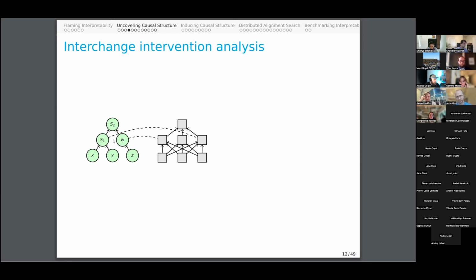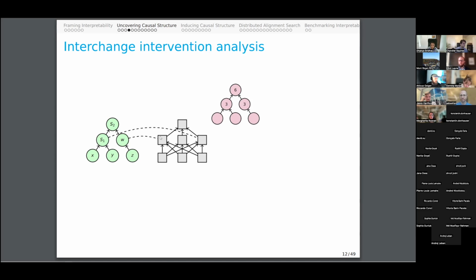And more specifically, we have these dotted lines saying there's an alignment between the high-level model and the network. So we think the network is doing this and storing it in this location. So S1 lives here. And then W, which is just a copy of Z, lives here. And that's the hypothesis we have about where information is being stored in the network.